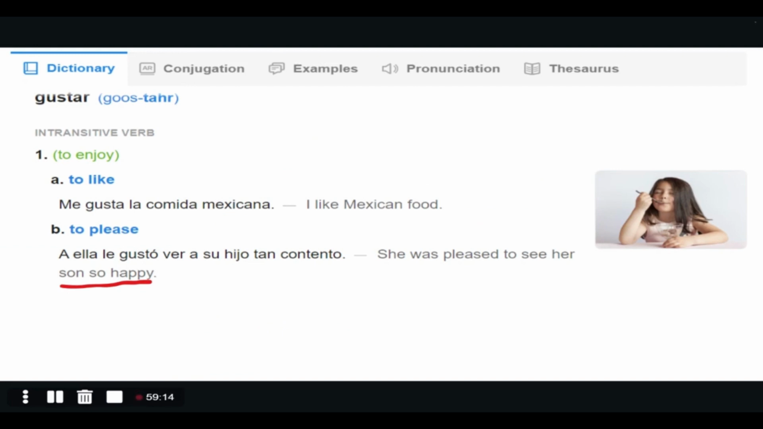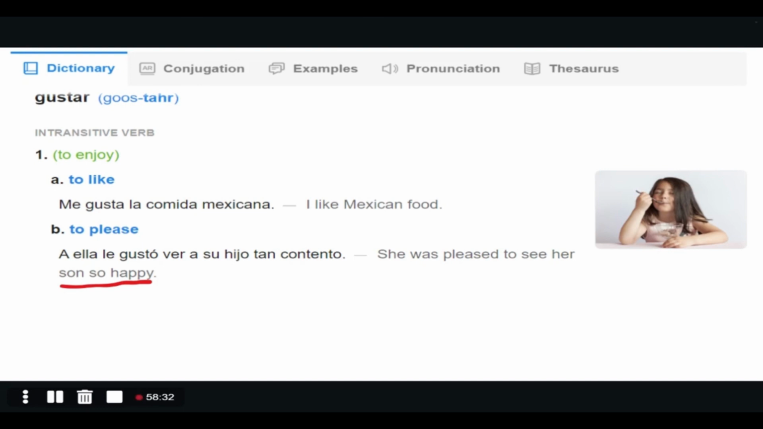So, what does gustar mean, right? What is gustar? So, the verb gustar means to like or to please. As you can see in the example, there's a sentence that says, Me gusta la comida mexicana. I like Mexican food. So, gustar is that verb that we use to express how we feel about something, right? I like food. I like fashion. I like traveling. Those kinds of sentences.